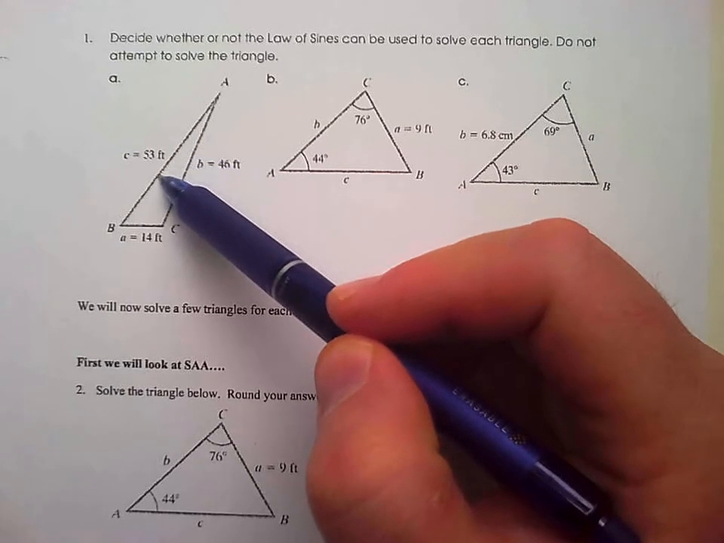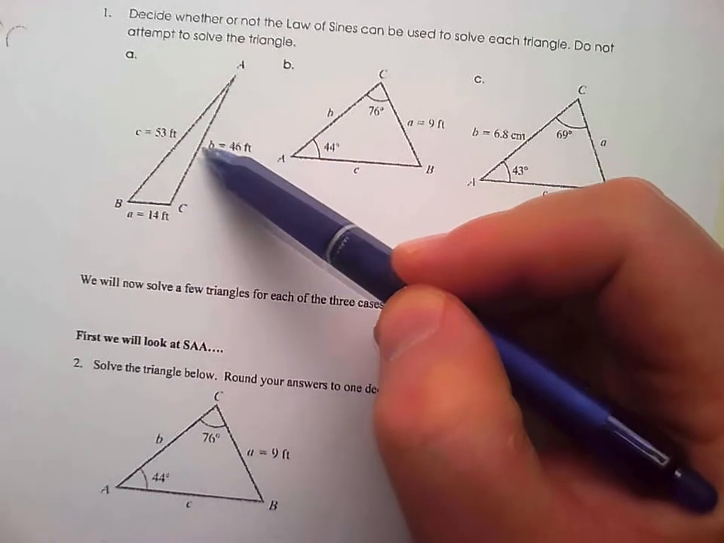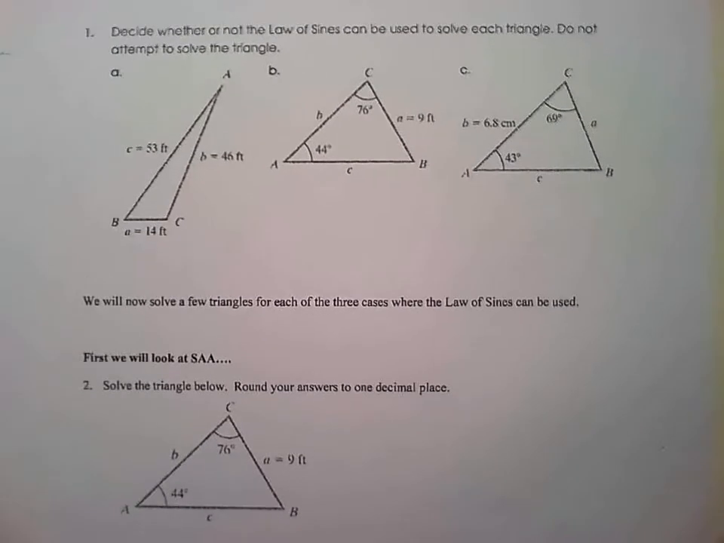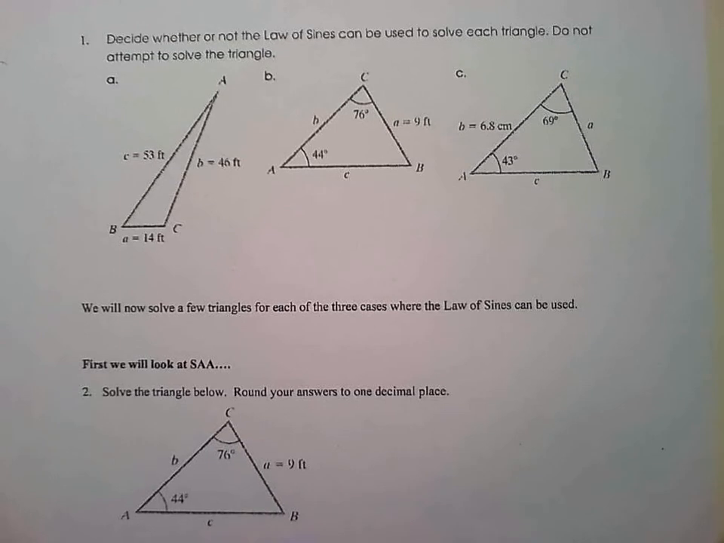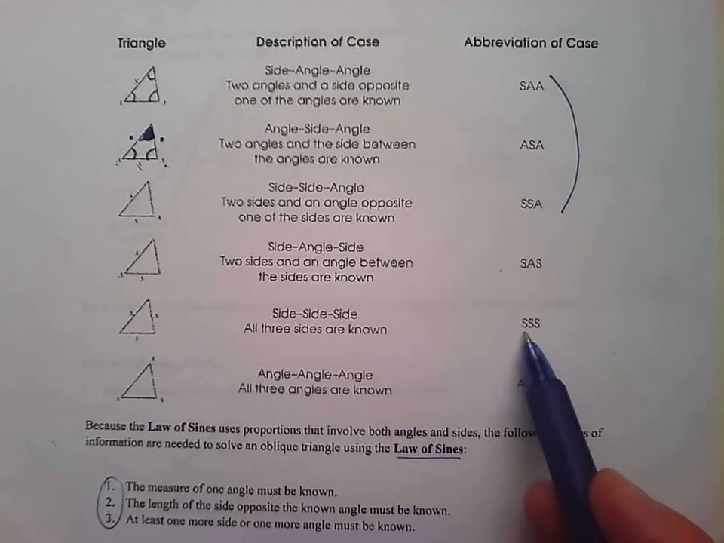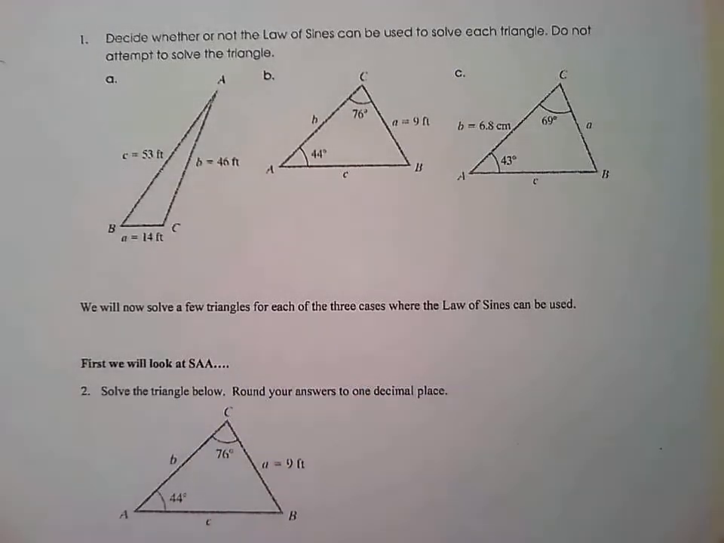Seems like here we know the length of side C. Here we know the length of side B. And here we know the length of side A. So here it seems like we have side, side, side. If we have side, side, side, can we use the law of sines to solve that? And the answer to that is no. If we have side, side, side, we're down here in this case. The law of sines we can only use in these three cases above.